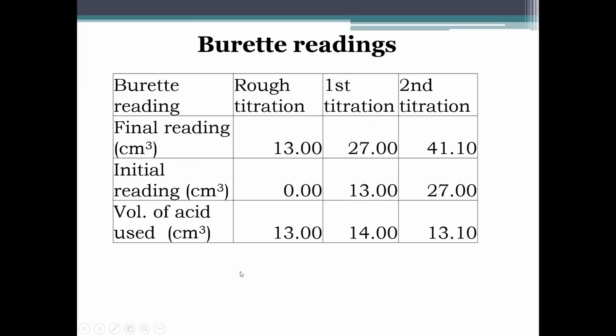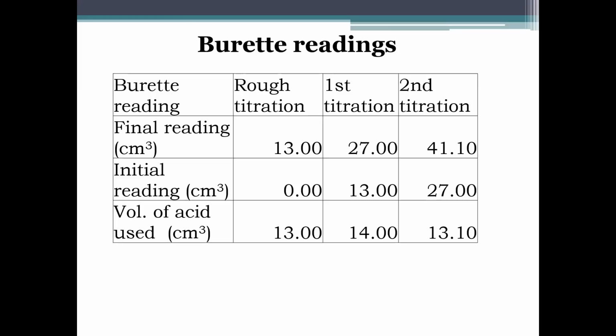So let's look at this now. If you are going to pick an average titer value, you can't use this first and second because the difference between them is more than 0.2 cm cubed. So if I were you, I will take the rough and the second titration where the difference is just 0.1. If you use a range that is beyond 0.2, you will not get your full marks.